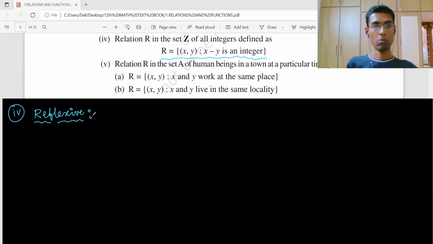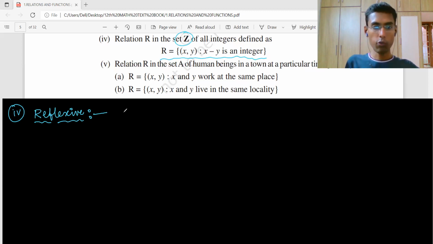I'm not understanding this one. So how do you prove? It is an equivalence relation: reflexive, symmetric, transitive. But how do you prove it? Whenever you say it is true, it is true for all integers in Z. So you can't take an example and say that it is reflexive. You have to prove it in general. So how do you prove?